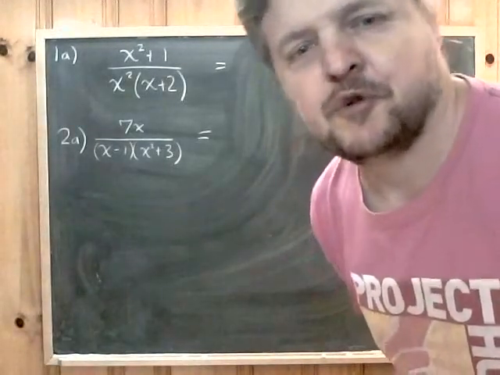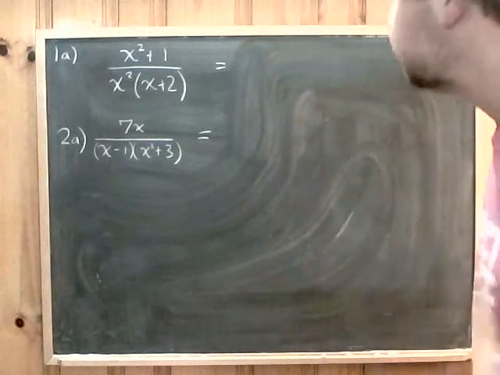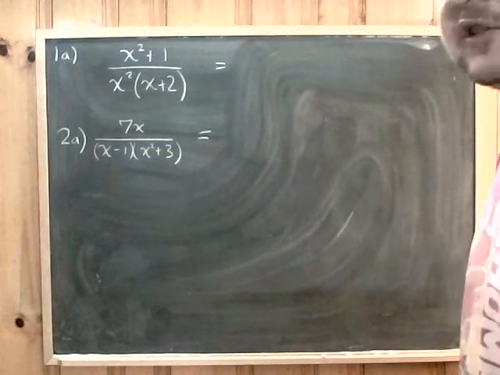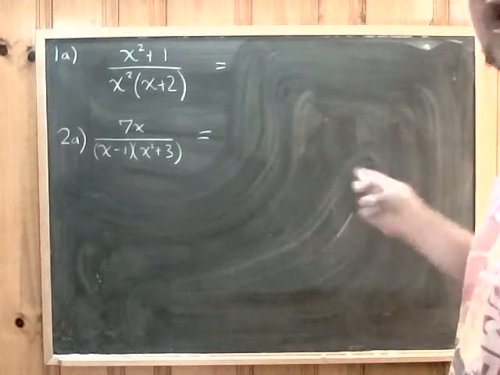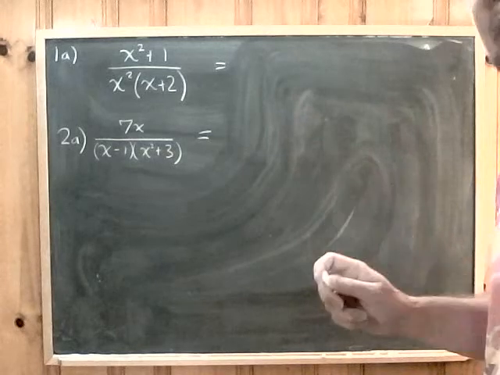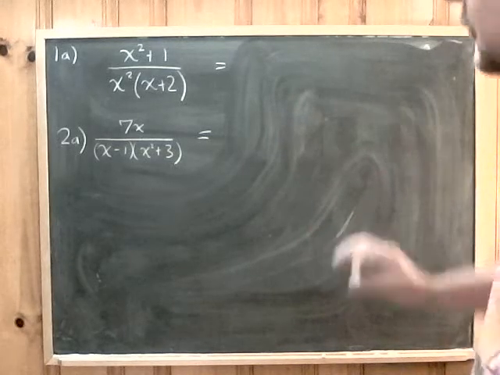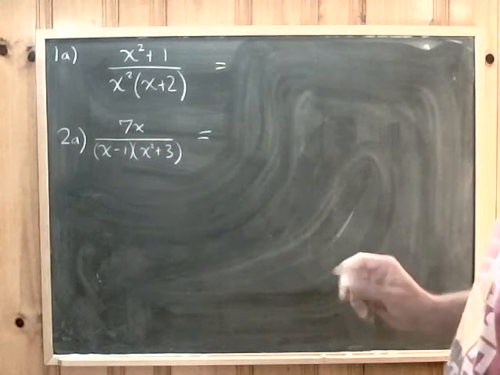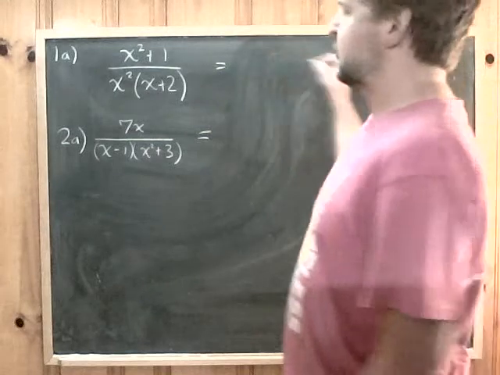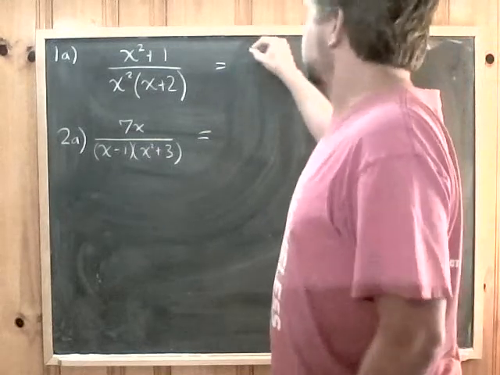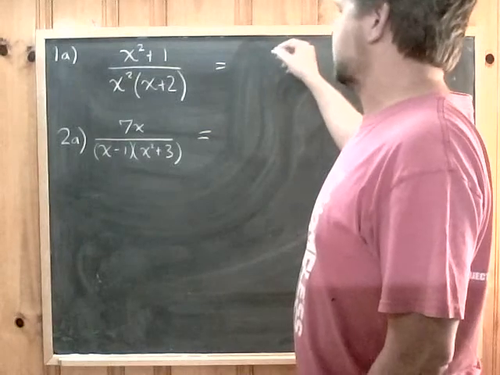Here are two of the problems from the very beginning of the test review, and we haven't looked at these in a little while. 1A says just to write down the format of the partial fraction decomposition, but not to actually find the values of the capital letter variables. So if it says don't solve for them, all we need to do is write down what the format looks like with capital letters.